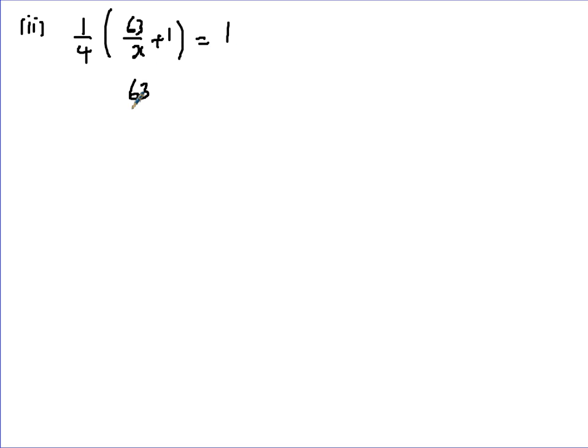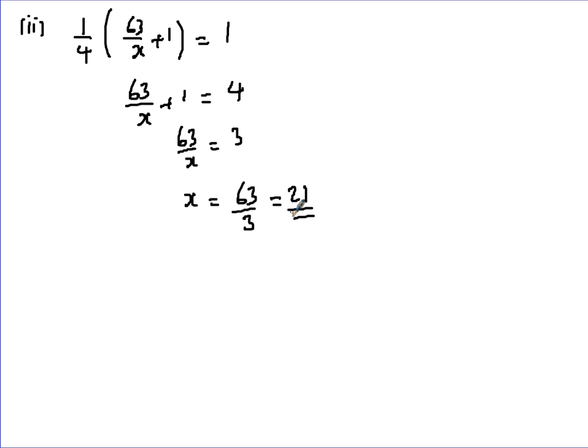So we times the 4 up first of all, then take the 1 over, swap the x and the 3 around, which will then give us 21 as our solution.